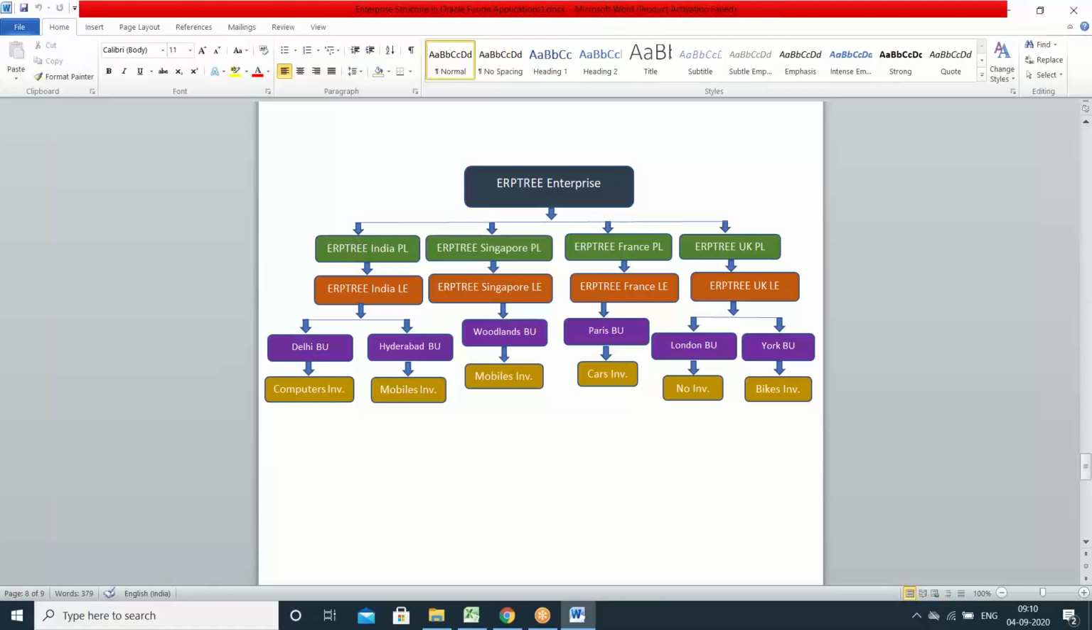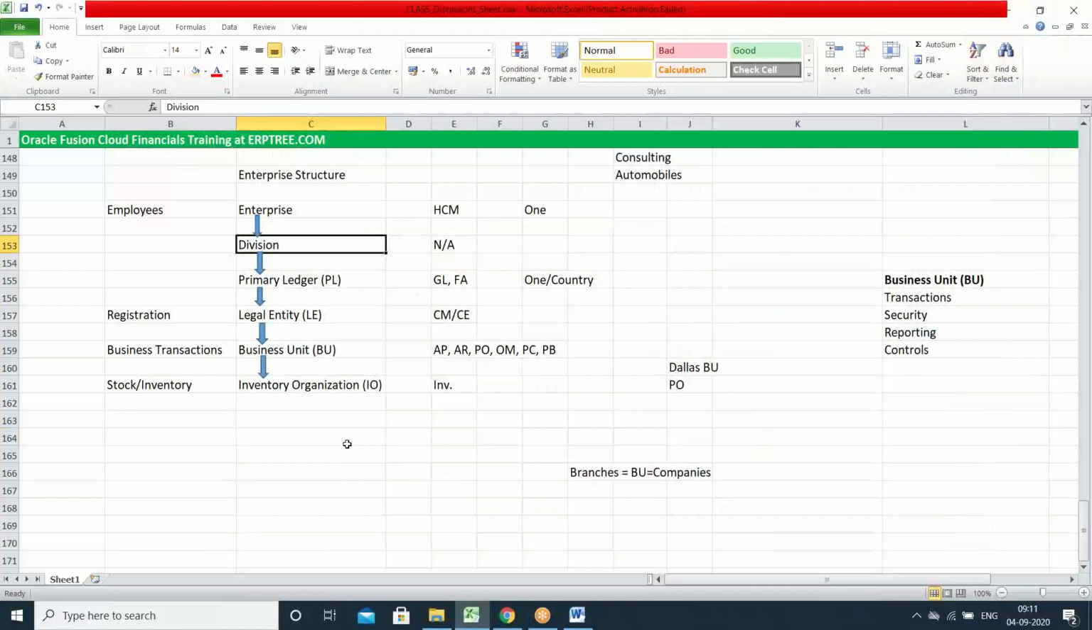In 4 countries. For each country, a separate primary ledger. In each country, they have a separate registration. One registration is enough in each country. In reality also you see the same. So 4 countries, 4 legal entities. In each country, depending on how many locations they are operating the business in, you create business units and, respectively, inventory organizations. So this is what you have to understand, how we have to create the enterprise structure when you do the implementation for any client.